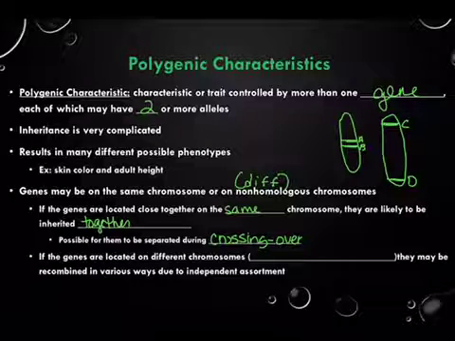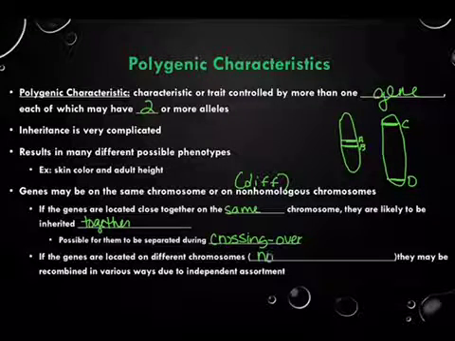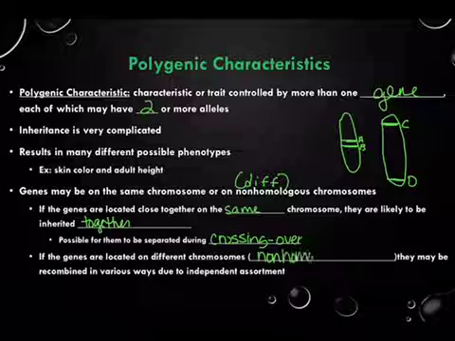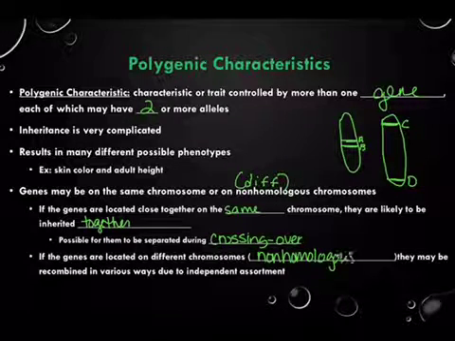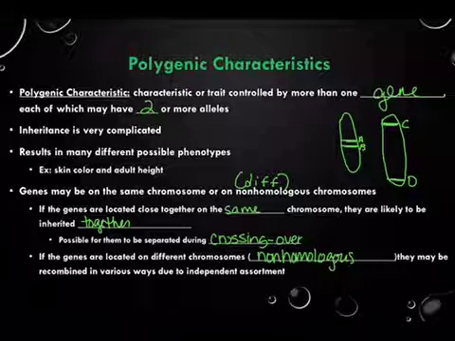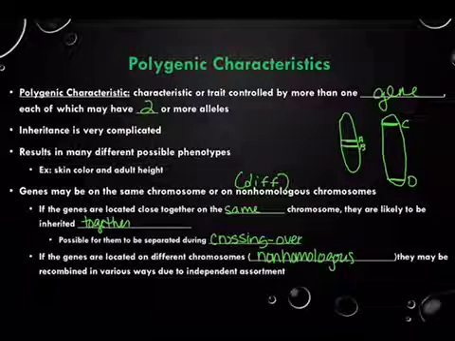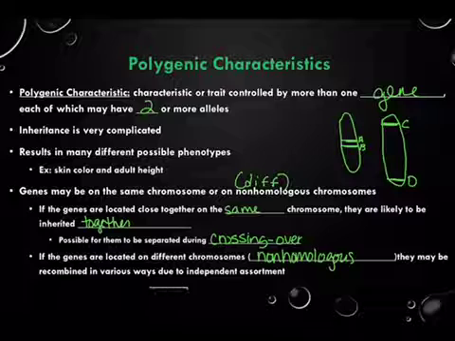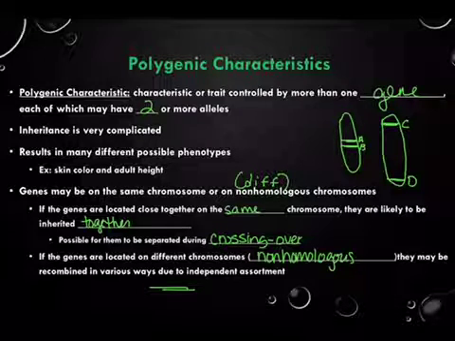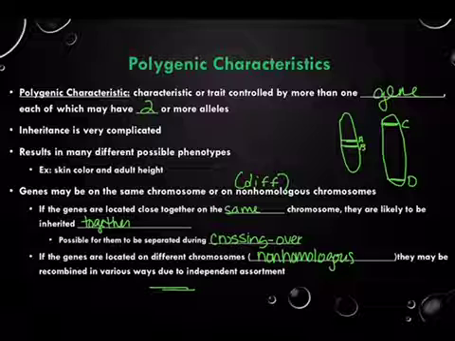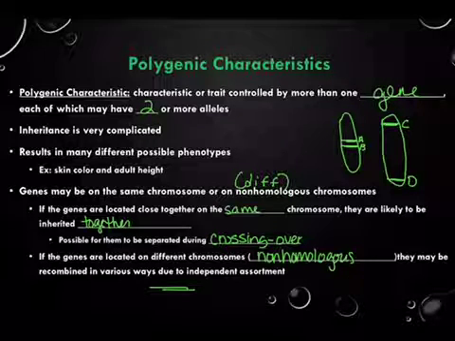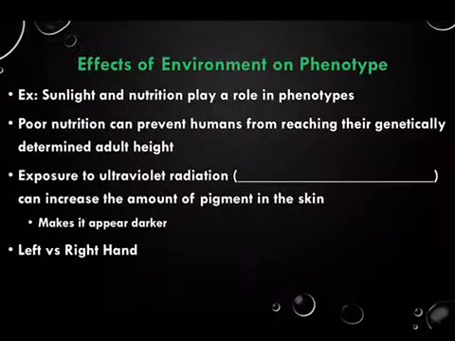If the genes are located on different chromosomes or non-homologous, they may be recombined in various ways due to independent assortment. So again, not likely to be inherited together. It's important to know that polygenic characteristics are very complicated when it comes to inheritance.